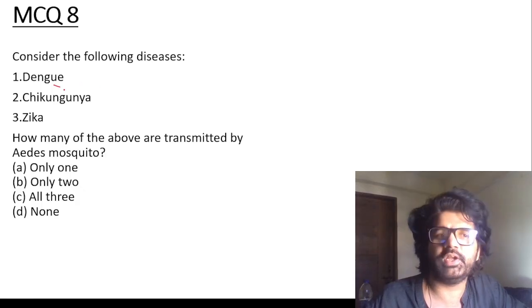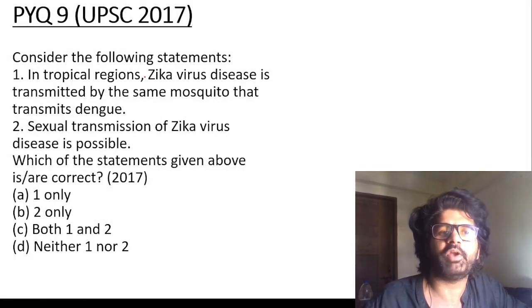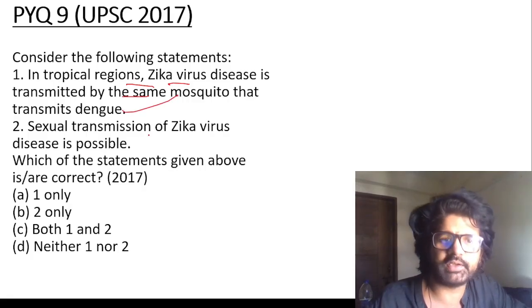Following statement, diseases dengue, chikungunya, Zika. How many of the above are transmitted by Aedes? All 3, C. PYQ 9. Tropical regions, Zika virus disease transmitted by the same mosquito that transmits dengue, correct. Sexual transmission is also possible, correct. I have told you all these things, C.